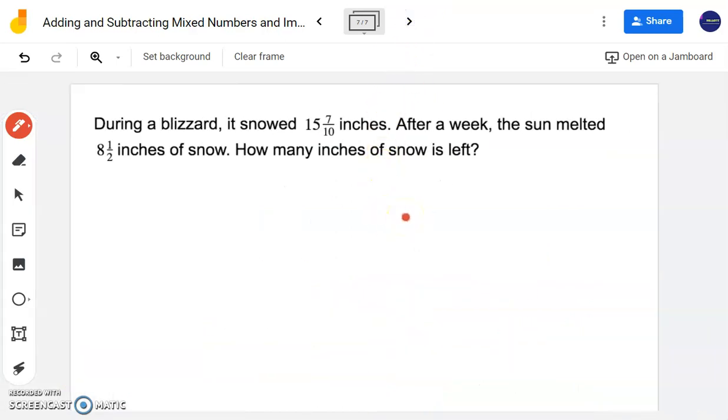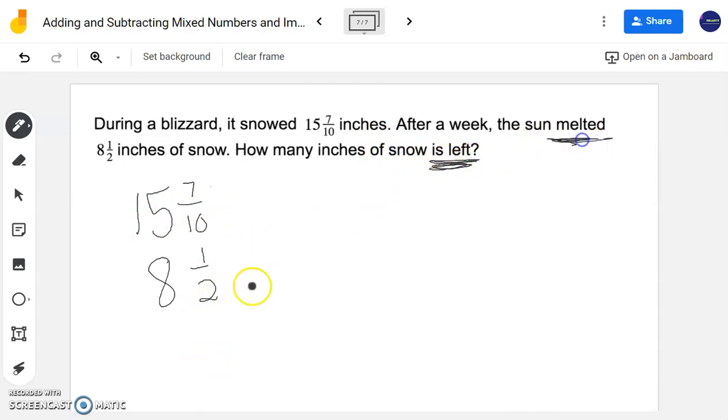Next problem here, during a blizzard, it snowed 15 7/10 inches. After a week, the sun melted 8 1/2 inches of snow. How many inches of snow is left? So let's see here. During the blizzard, it snowed 15 7/10 inches of snow. After a week, the sun melted. That means it disappeared. We took away the snow. Okay, that's telling me I'm going to be subtracting 8 1/2 from 15 7/10. How many inches of snow is left?